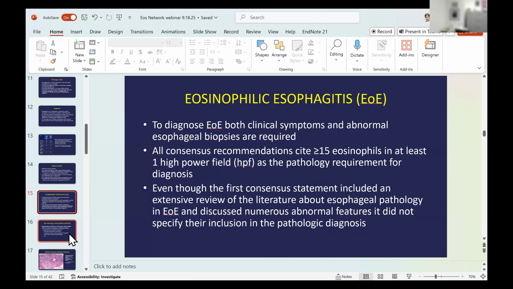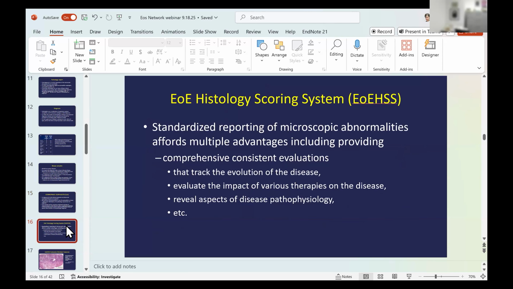And so to diagnose eosinophilic esophagitis, we need both clinical symptoms and abnormal esophageal biopsies. All of these are clinical pathologic diagnoses: clinical symptoms and abnormal biopsies. All consensus recommendations from the beginning cite 15 eosinophils per high power field. But even though, especially in the first consensus statement, there was a lot said about the additional abnormalities, we didn't really deal with them until the histology scoring system was created.